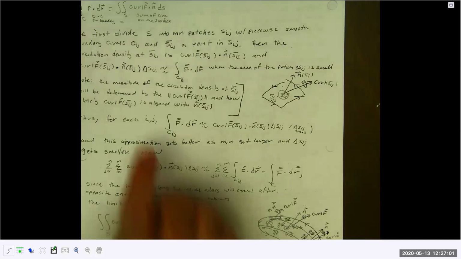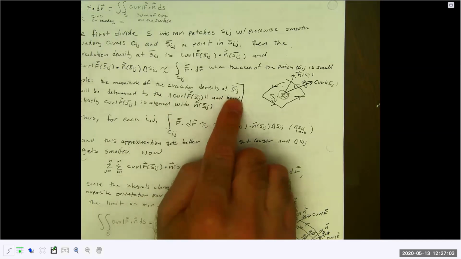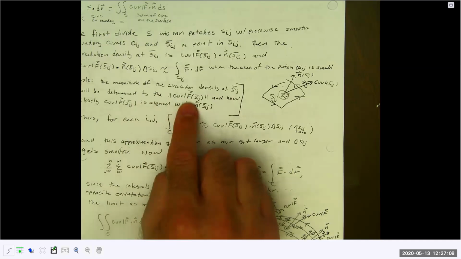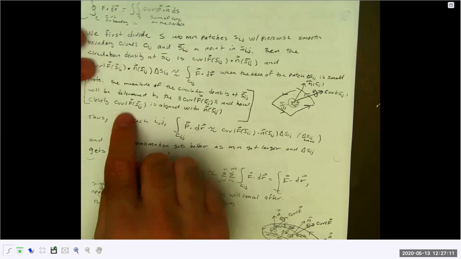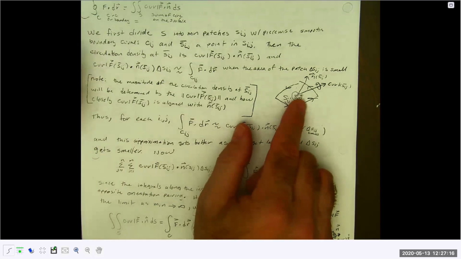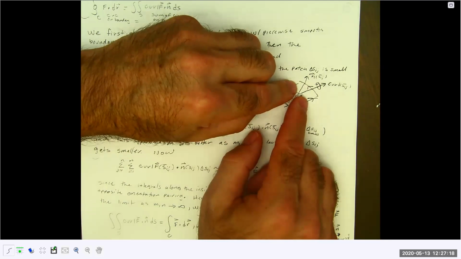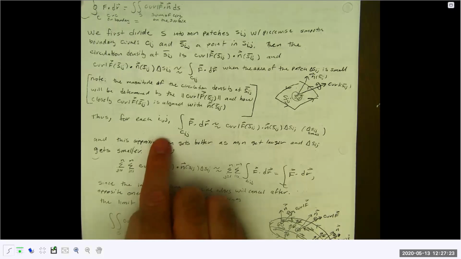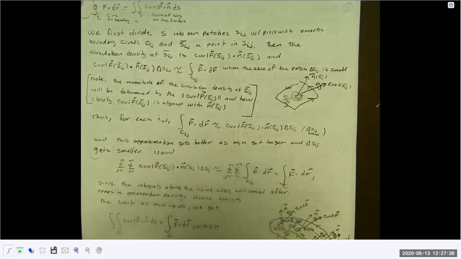One thing to note here is that the magnitude of the circulation density at S sub ij will be determined by the magnitude of the curl vector at the point and how closely the curl vector is aligned with the normal. So if these are the same direction, that will increase the magnitude that we get. Remember, it's defined to be a dot product, which is equal to the magnitude of one times the magnitude of the other times the cosine of the angle between them, which will be a maximum when that angle is 0.